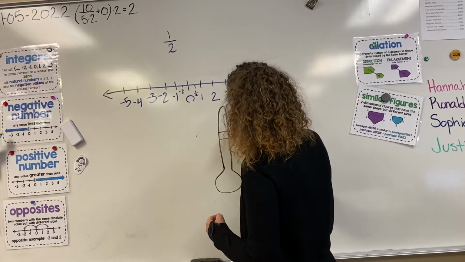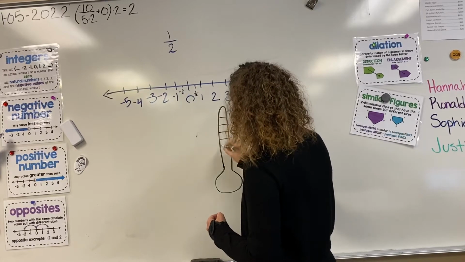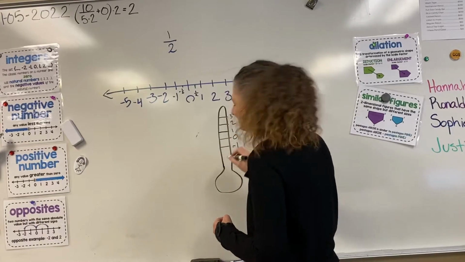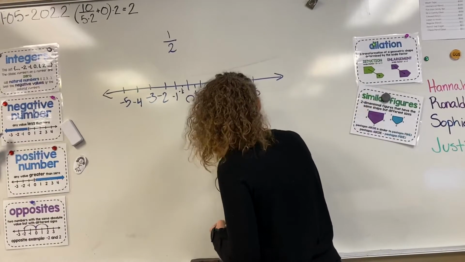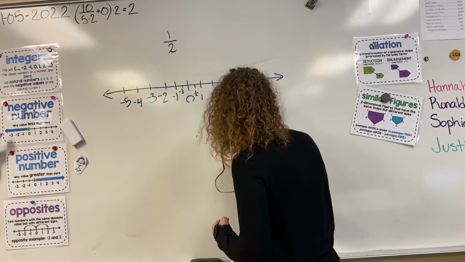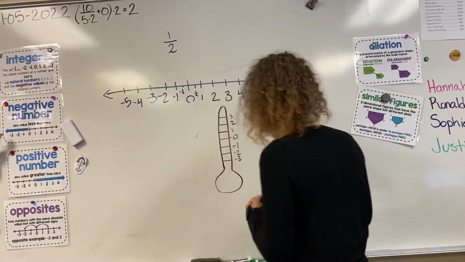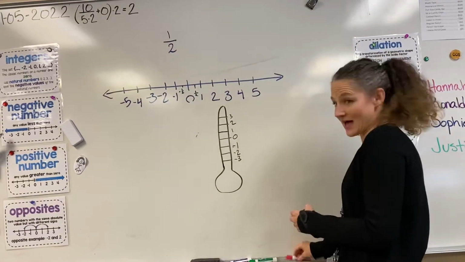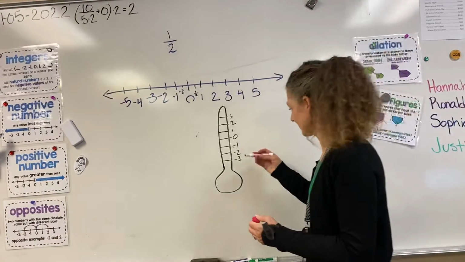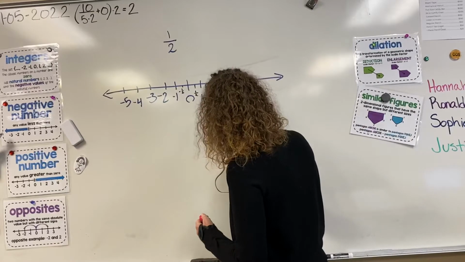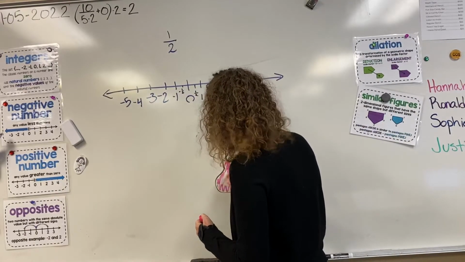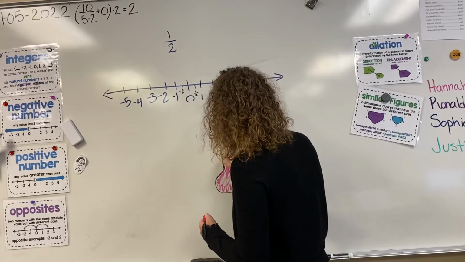0, 1, 2, 3, 4. Okay, so there's our thermometer. Now I'm going to color in the alcohol in the thermometer. Yeah, it's alcohol. Most thermometers are either mercury or alcohol. Most of them are alcohol because mercury will make you dead, which is a problem.